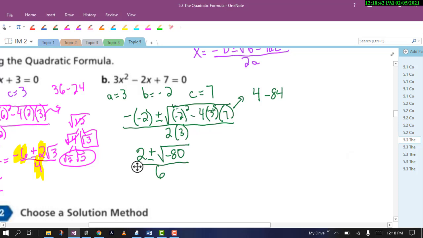Now, of course, we can simplify the square root of -80. First, let's take out our i and poke it out. So we got an i. Then we do our factor tree. So it's an 8 and 10. Of course, 10 is 2 and 5.